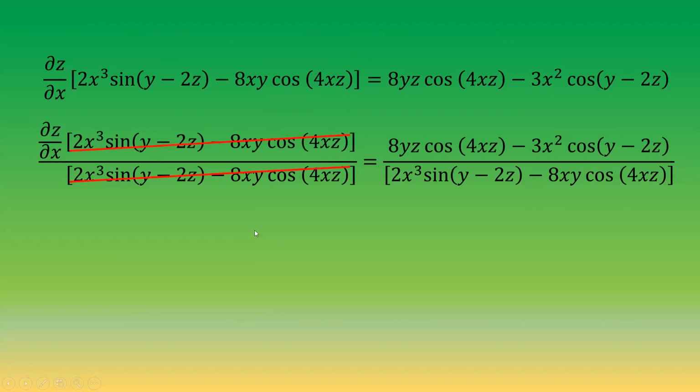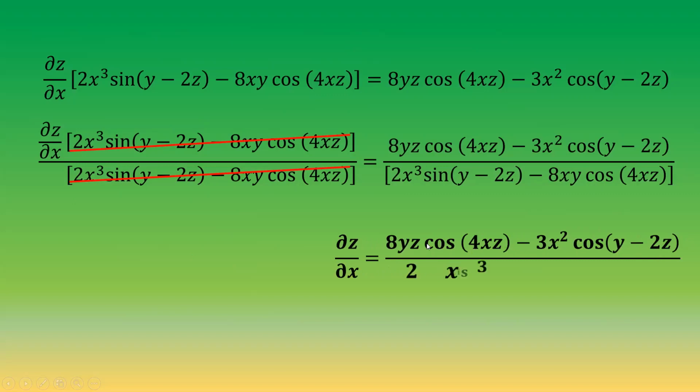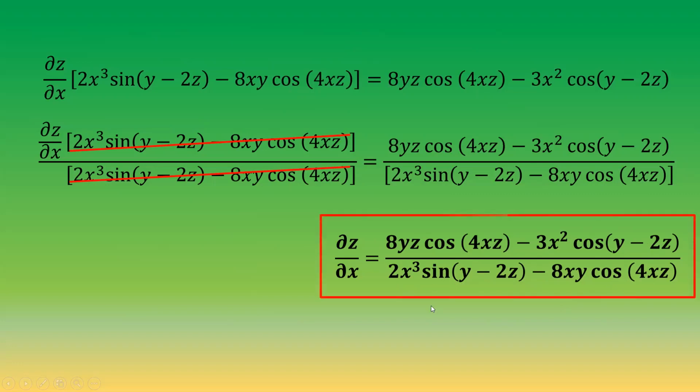Then makukuha ngayon yung partial derivative ng z with respect to x na equal sa 8yz cosine of 4xz minus 3x squared cosine of y minus 2z all over 2x cubed sine of y minus 2z minus 8xy cosine of 4xz. Ito yung partial derivative ng z with respect to x.